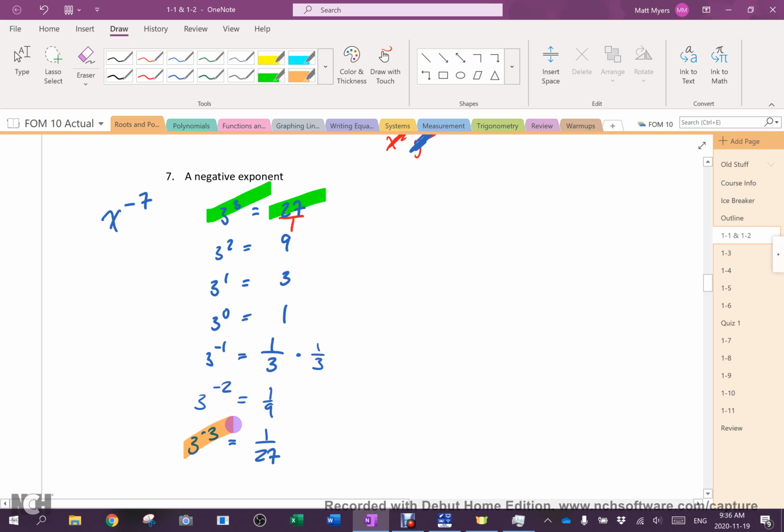And look here. What do you see? What do you call this when you flip them? Somebody said it yesterday. Reciprocals, right? So, x to the negative a equals 1 over x to the positive a.